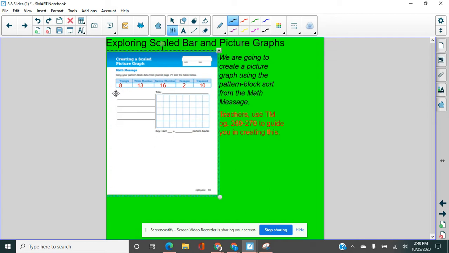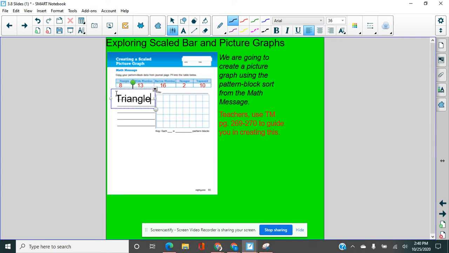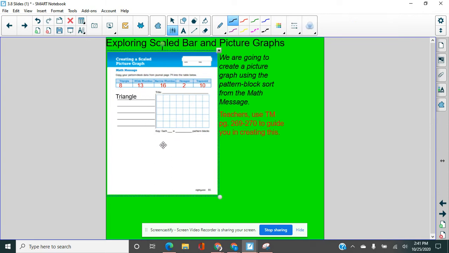So we are going to write triangle, right on that first line, and we'll make it smaller so we can fit there. Okay, and with our triangle, you can see we have 8 triangles. And so what we're going to do is we are going to make, let's see, what should we draw here? We're gonna draw stars. Okay, so let me see if I have a star here.